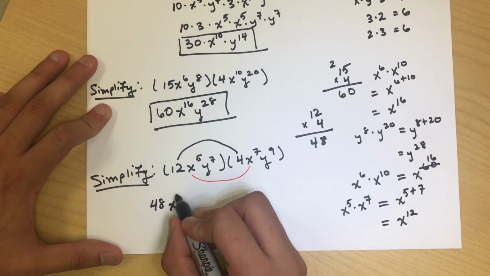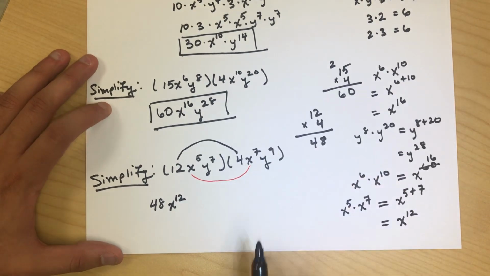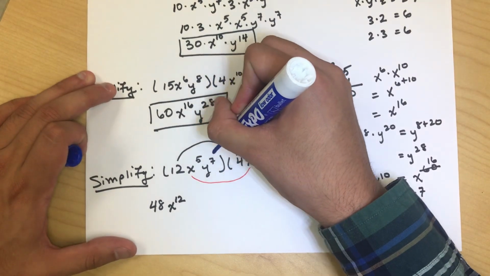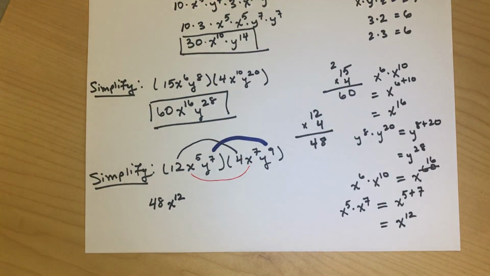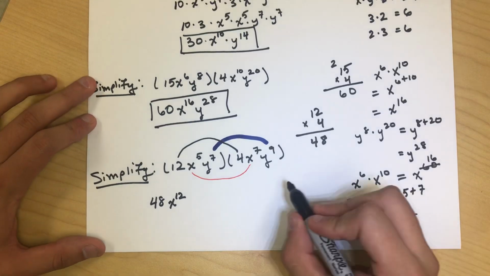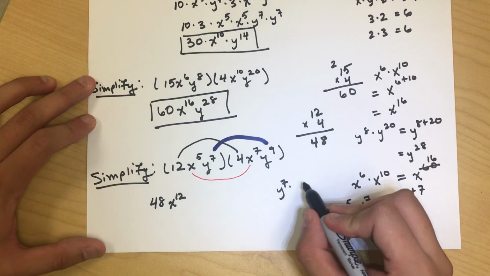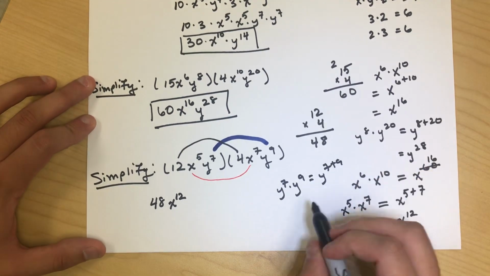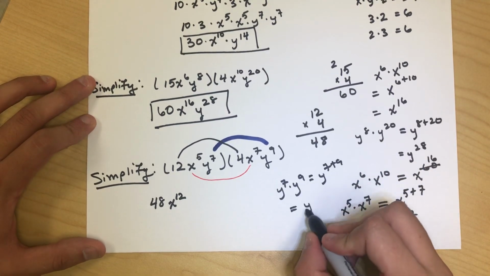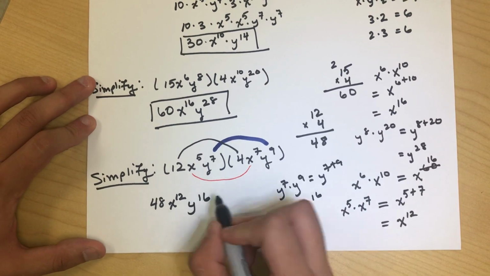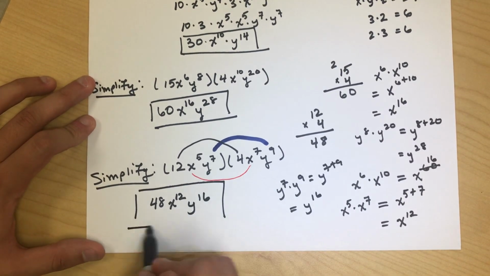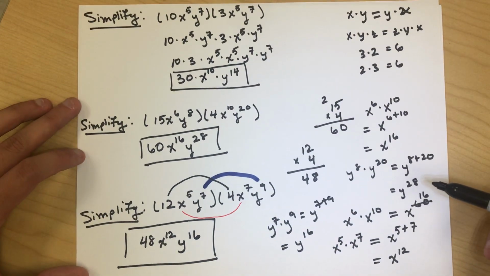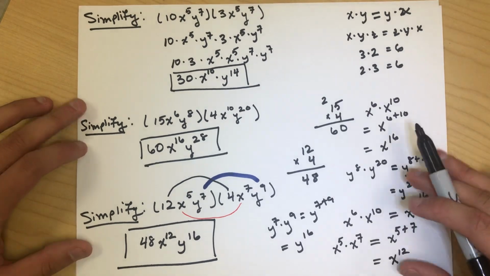So we get 48x to the 12, and then we can do the same thing with the y's. We get y to the 7th times y to the 9, which is going to be y to the 7 plus 9. 7 plus 9 is 16, so we'll just get y to the 16. And that's it. That's all you have to do. These are test level problems, so if you feel comfortable doing this, you should be very comfortable on the test. All right, let's go to this next slide.